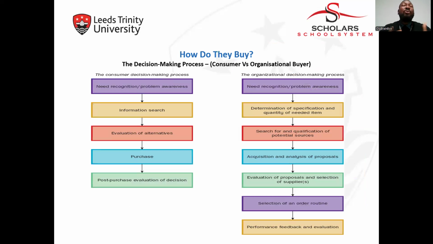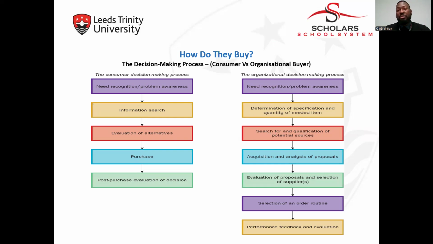Now, let us look at how they buy in terms of what we call the customer buying decision-making process. We have that for the consumer, and we have that for the organization. For the organization, we talk about B2B; for the consumer, we talk about B2C. From a business to a consumer, you have 5 steps. From a business to a business, you have 6 steps. So let's focus on the consumer buying decision-making process.